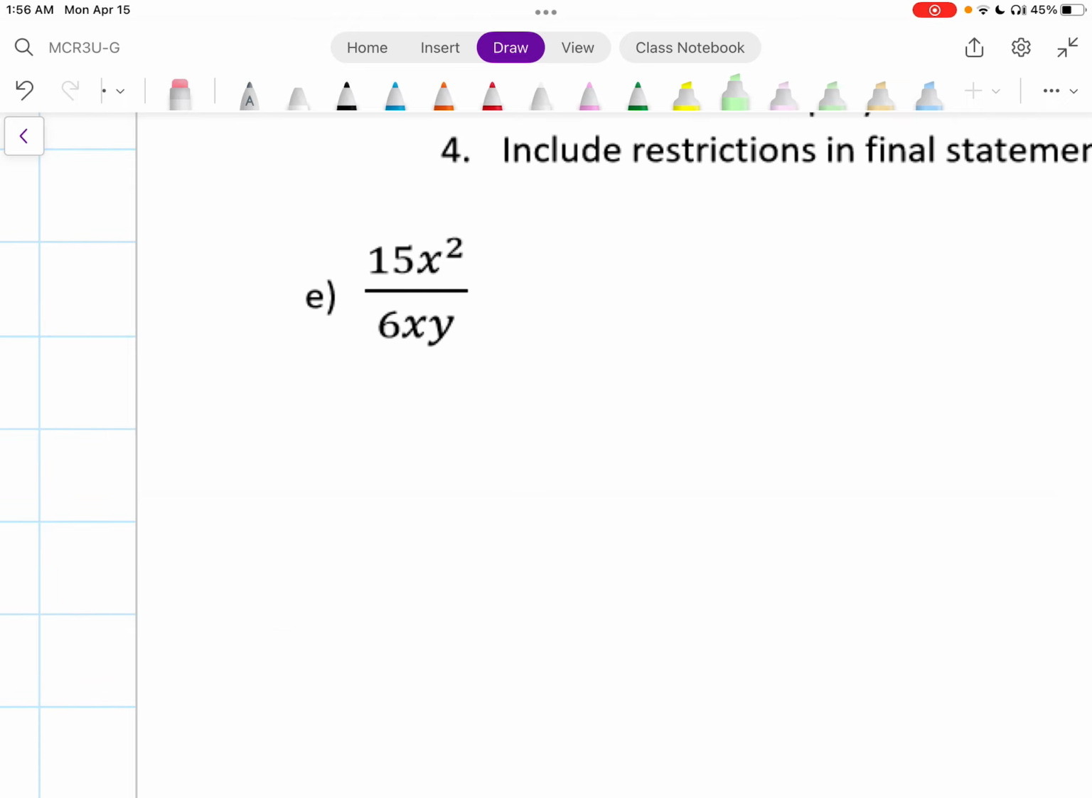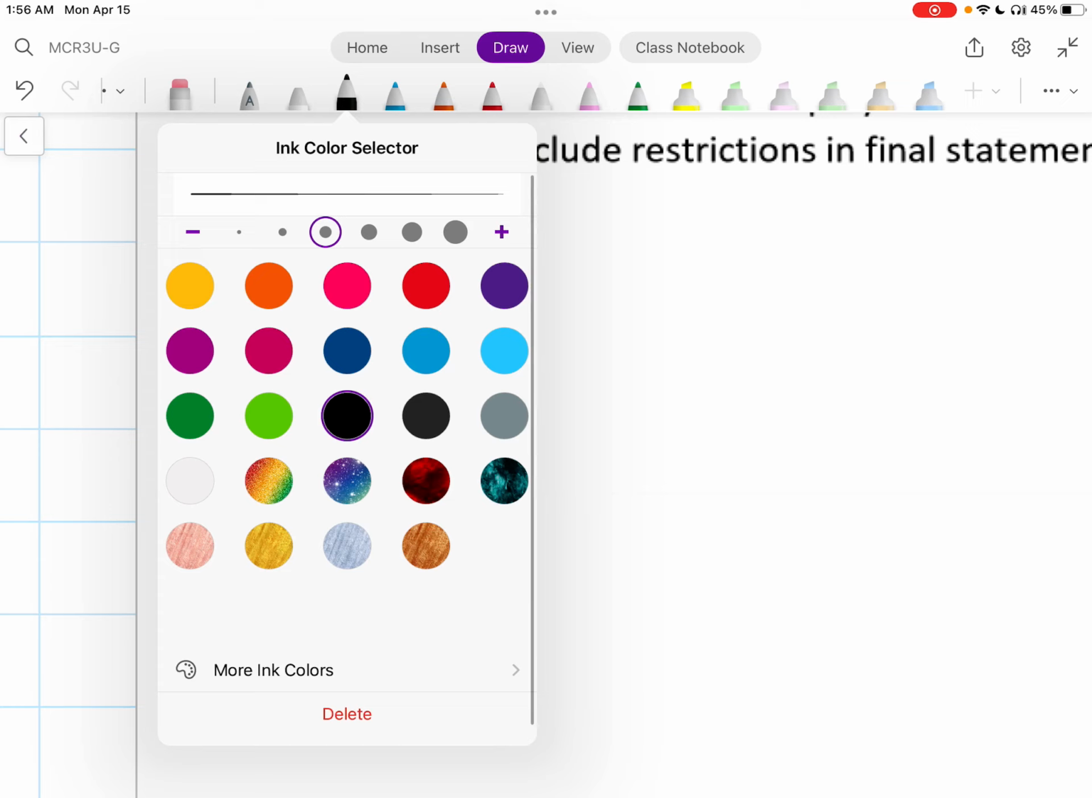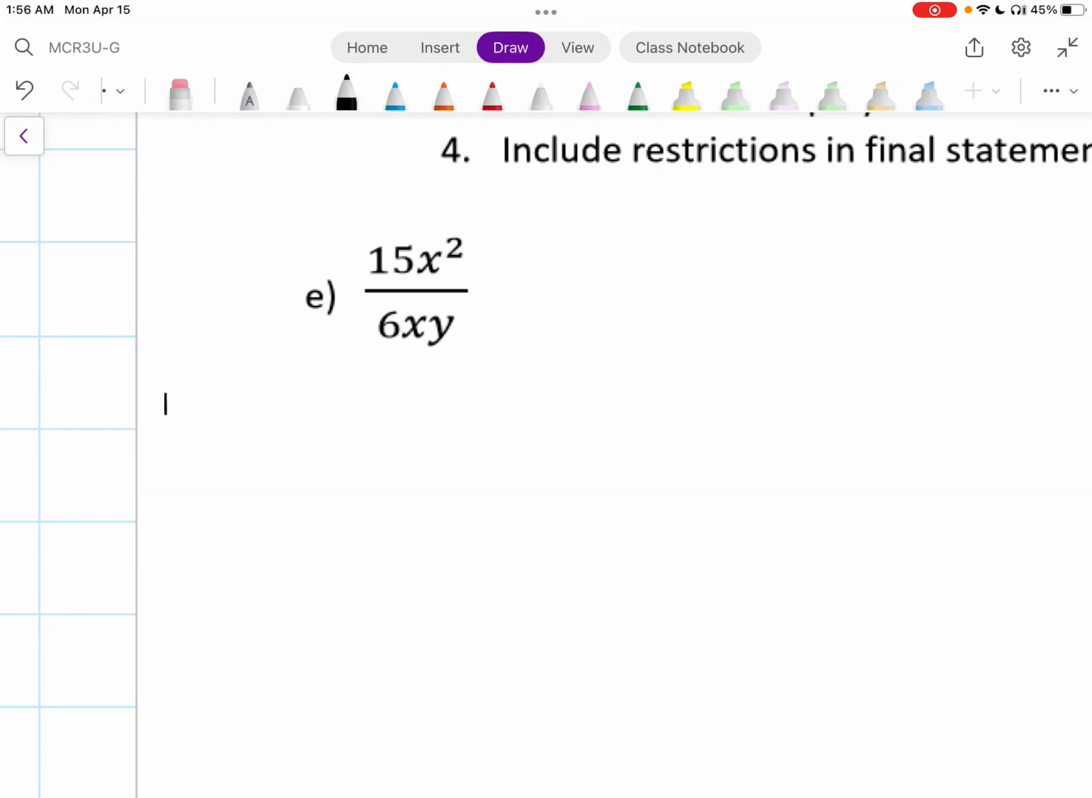So we'll start with E because it's fairly easy. Let's do first things first. Let's factor fully. If you remember, that's step one, factor fully. Now I'm writing these steps in for you to see, but obviously you do not have to do that. If I look at these two, 15x squared and 6xy, I know that I can take 3x out of the top one and it becomes 5x, and I can take 3x out of the bottom one.